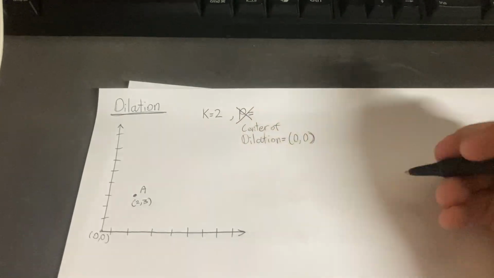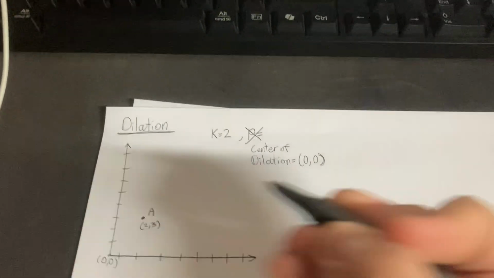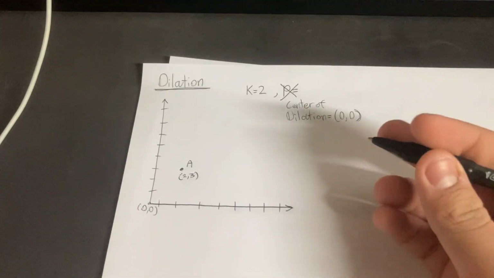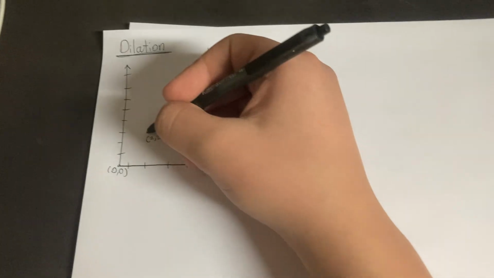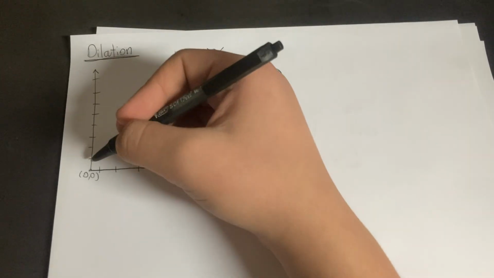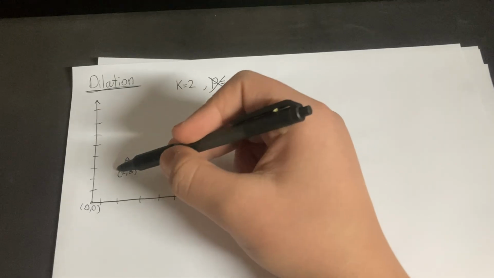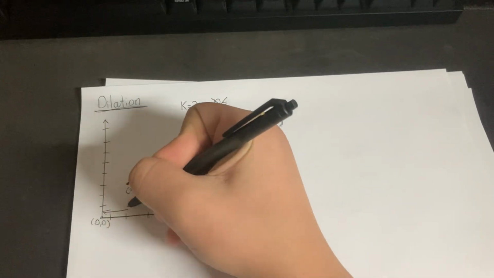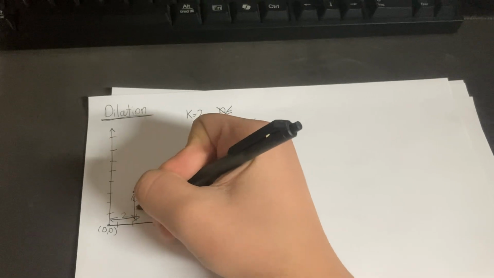Okay, let's get started. In dilation, we have a point which is the center of dilation. Center of dilation is essentially the point that we are going to be dilating from. And we have the point that's going to be dilated. So here, the 0, 0 is 2 to the right and 3 up away from A.